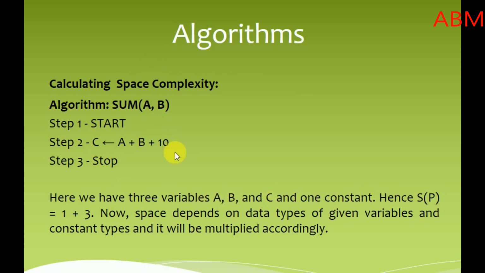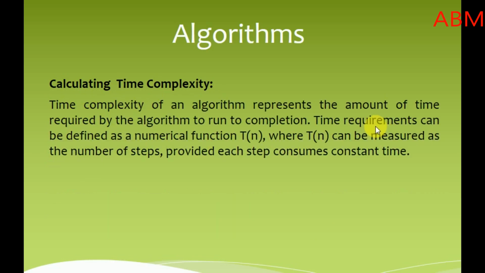So to calculate the space complexity, the formula is space is equal to 1 plus 3. 1 means the constant and 3 means the variables. We are adding the number of constants stored in the memory and also the variables stored in the memory. That means it requires 4 spaces in the memory.